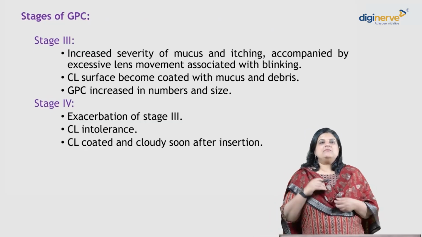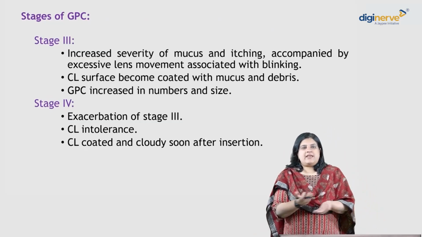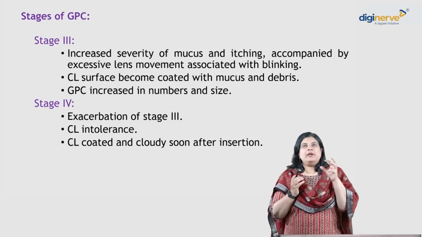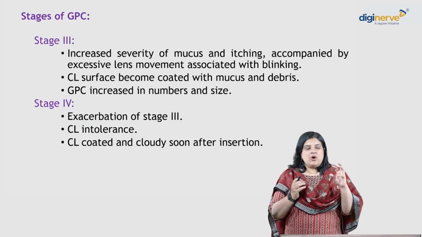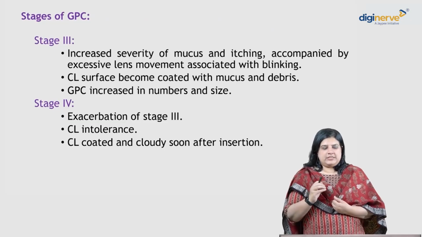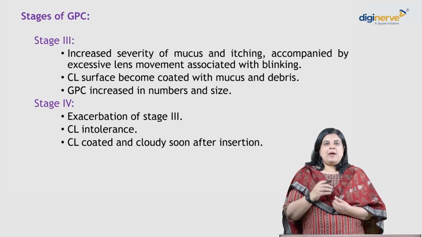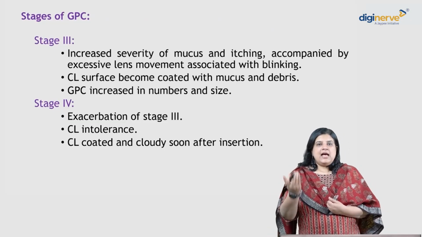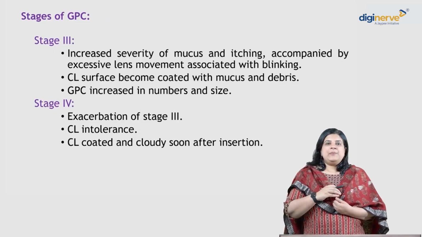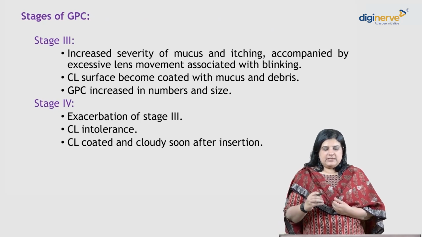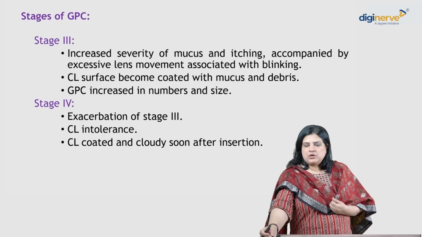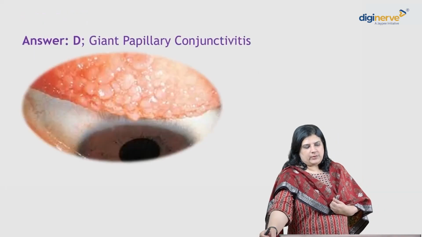Stage 3 has an even further increased severity of mucus, itching, and excessive lens movement when the patient blinks. The contact lens surface also becomes coated with mucus and debris, and it really looks dirty. And here, the giant papillae increase in number and size, and this eventually goes on to stage 4, where there is a complete contact lens intolerance, and the contact lens becomes coated with debris and mucus, and it becomes so cloudy that it just needs to be thrown away.